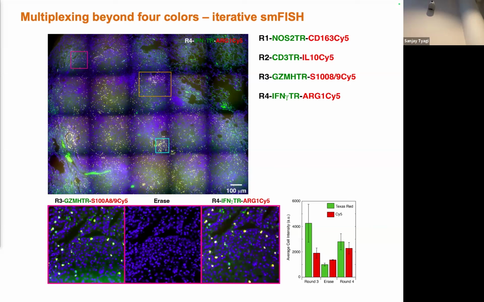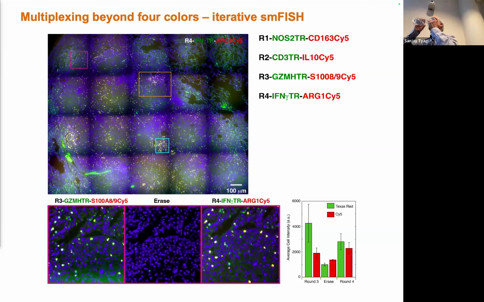This is a stitching of the granuloma, and I'm showing you round 3 for interferon gamma and ARG1. In that red area in round 3, you can see some cells visible in green, some a little bit in the red, but when you erased, that signal disappeared, and then you added probes for the 4th round for the second set of targets, they reappeared.